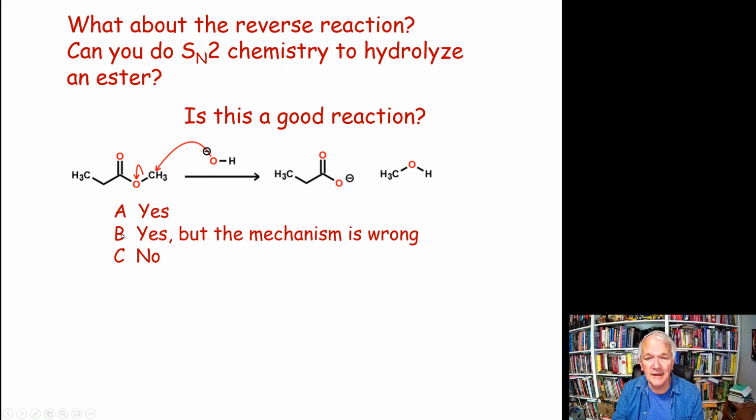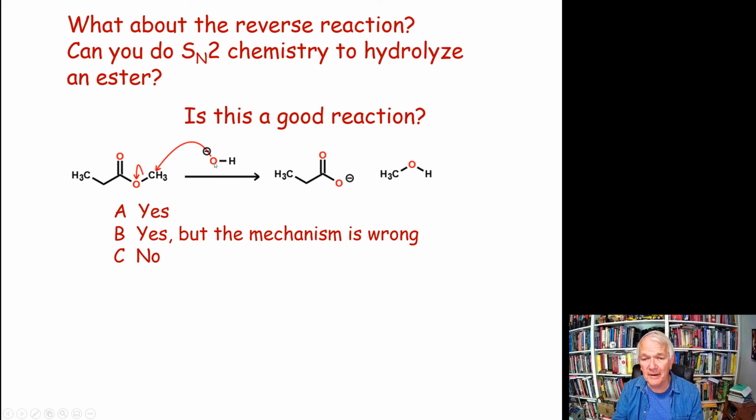What about the reverse? Can you take these methyl esters apart using SN2 chemistry? Is this a good reaction? Doesn't look too bad. We know hydroxide is a good nucleophile, and acetate's a reasonably good leaving group. So it doesn't look too bad. And it turns out, the reaction does work, but the mechanism is wrong. This is not the way it works.